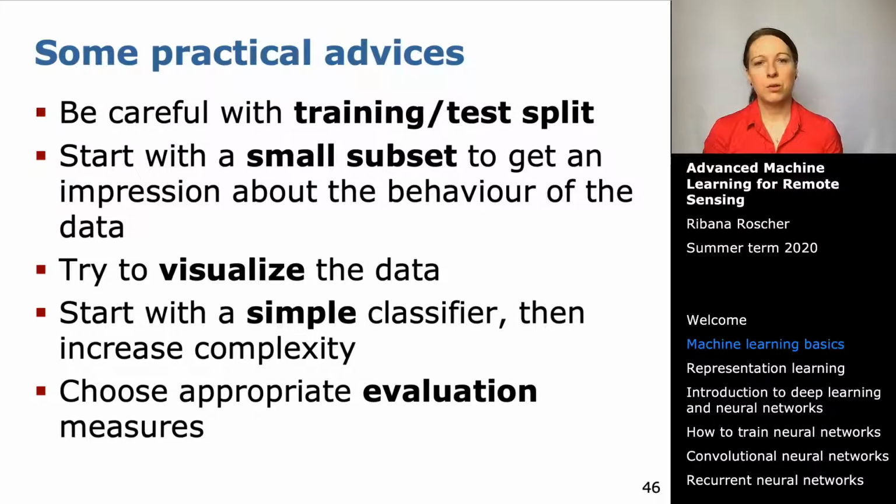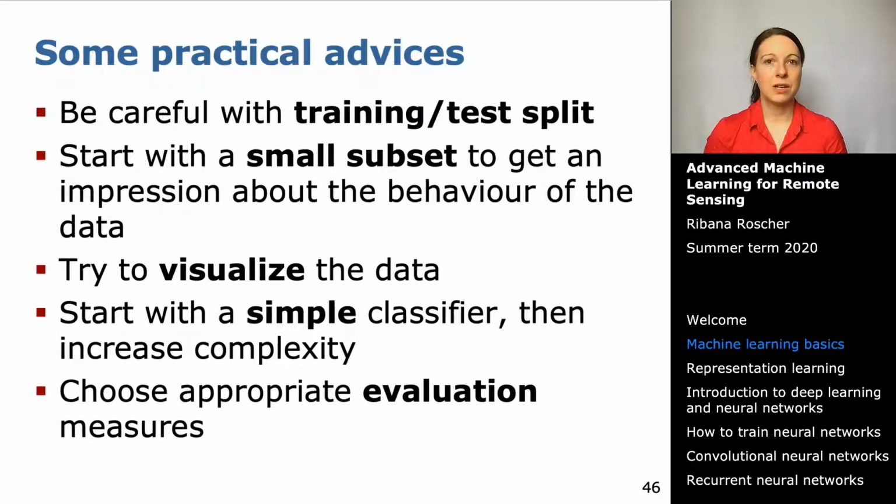You should start with a small subset to get an impression about the behavior of the data. Generally, you have a large data set, and it can be really tedious to use the whole data set when you just want to figure out first how your model will behave. So just sample a small subset, and then based on the small subset, you get an impression about the behavior of your data set, and then you can use these insights and this knowledge and apply it to the whole set.